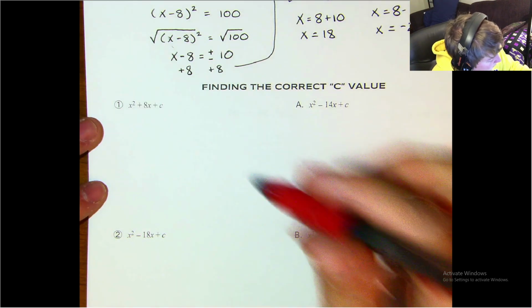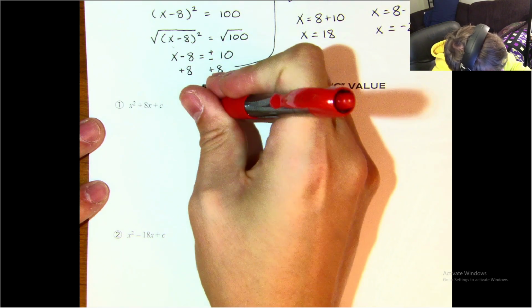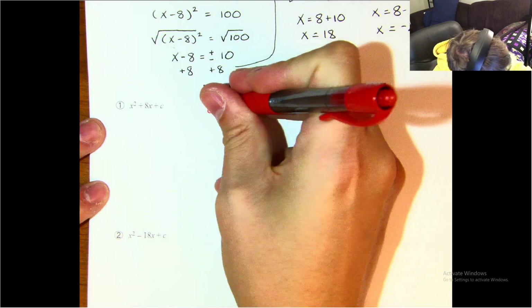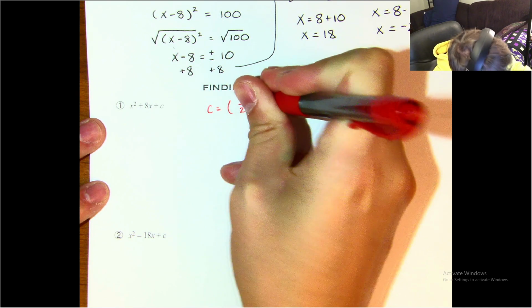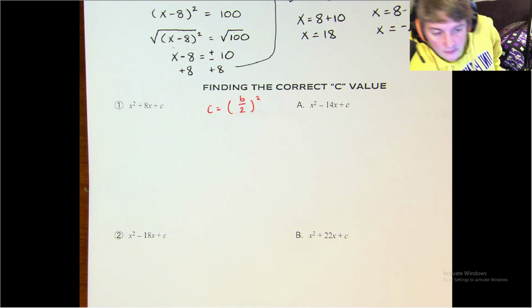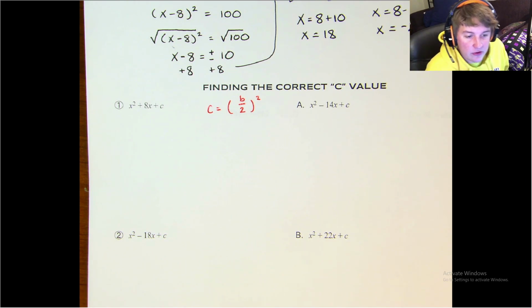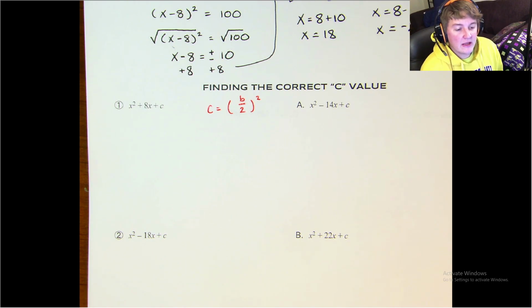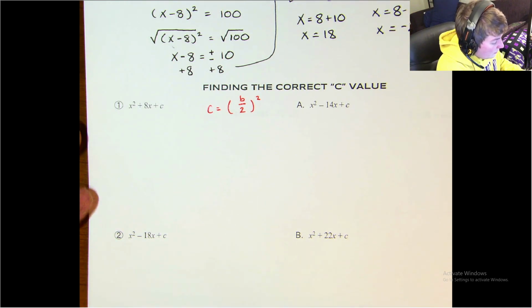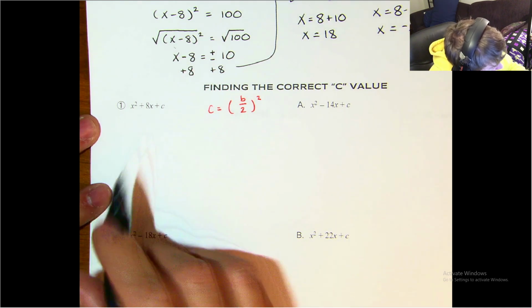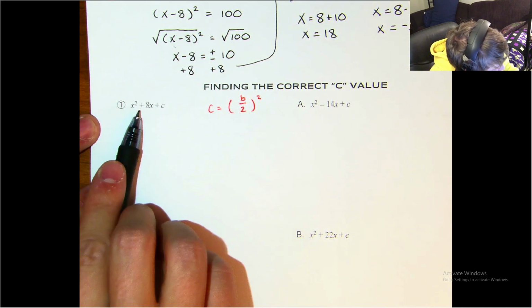Okay, so for completing the square, our c value is going to equal the b value divided by 2, that whole thing squared. Okay, so if we find our b value, we can divide it by 2 and square it, and that will give me my appropriate c value. Okay, let's go ahead and check that. Well, what is my b value? Well, my b value here is 8.